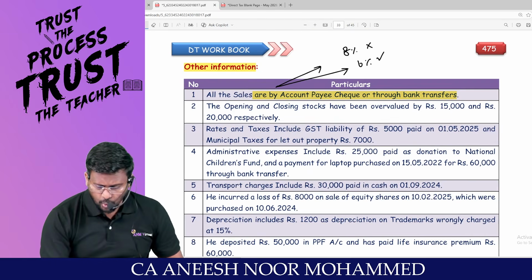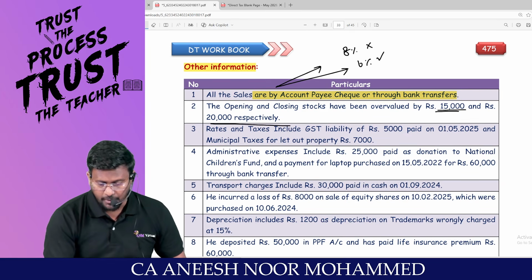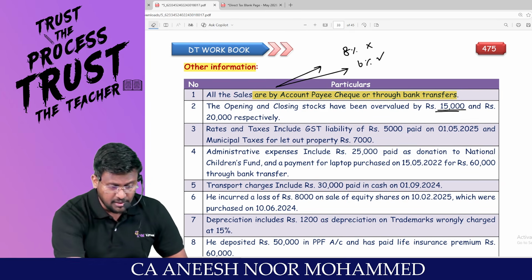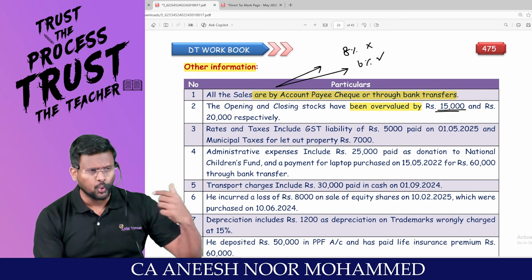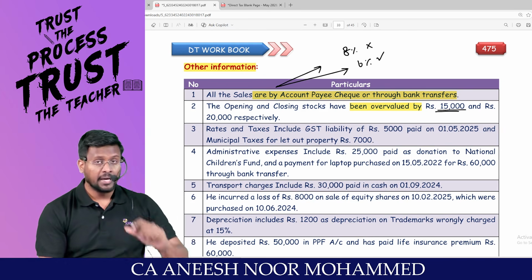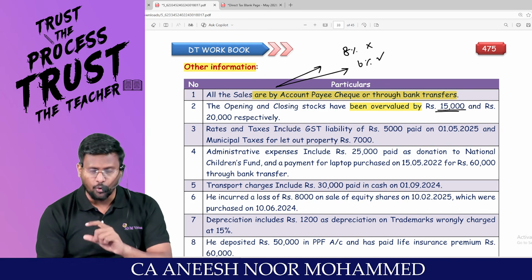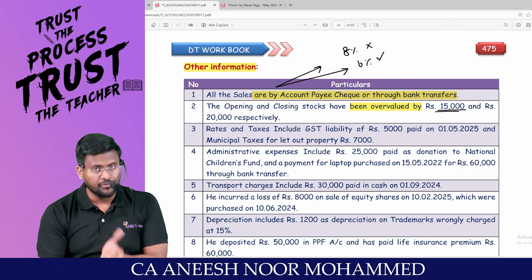The opening and closing stock have been overvalued by 15,000 and 20,000 respectively. It's not undervalued, man. It is overvalued. So because of overvaluing, closing stock profit would have increased. So reverse treatment we should do. In case of opening stock overvaluation, profit would have reduced. We should add back.